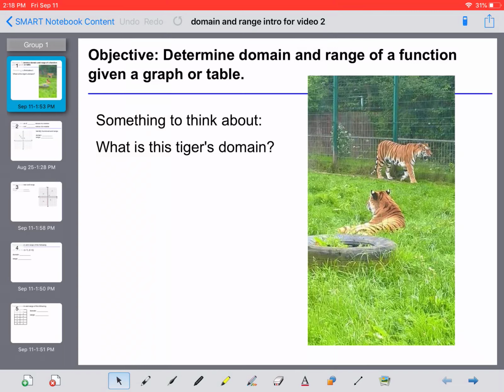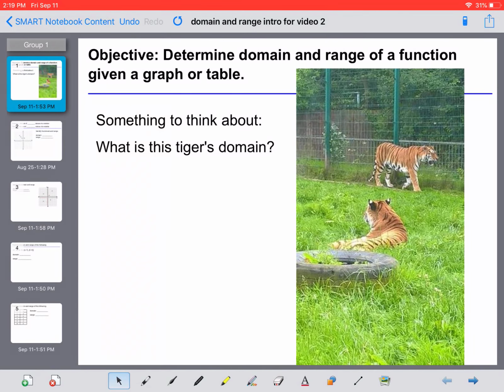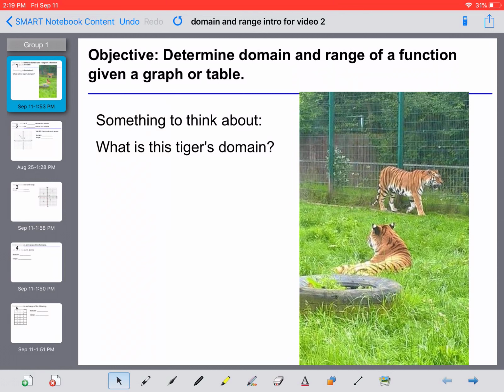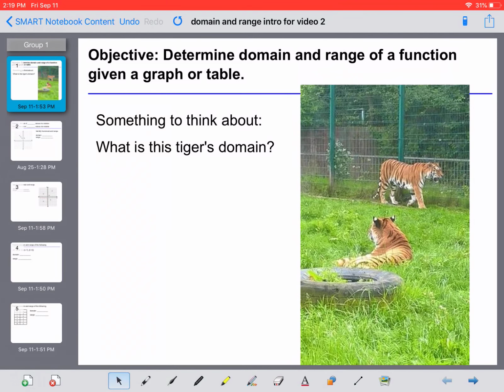Now, the word domain is something you've definitely heard before. And we don't often start with a picture here, but this time we're going to start with this nice image of a tiger. And we're going to think about, well, what is the tiger's domain? When you're asked that question, it really means, where is the tiger allowed to go? And this particular tiger is kind of stuck inside his enclosure. His domain is everywhere that he's allowed to go, but his domain doesn't include everything.